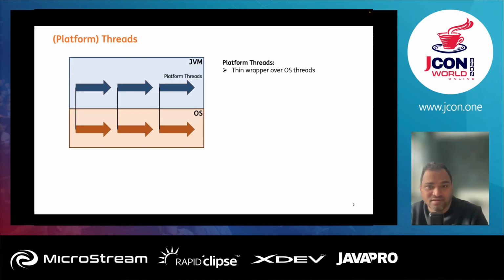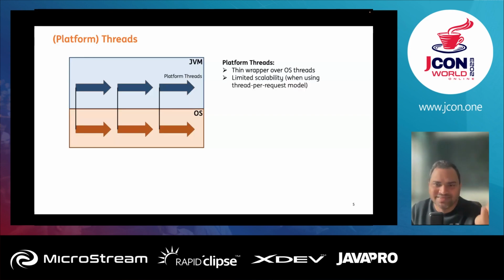Creating an operating system thread is a resource-intensive task. It requires some memory, it takes some time, and only when that has happened, we are able to have a new platform thread. So you can imagine creating a platform thread is also a resource-intensive task. It offers limited scalability when using the thread per request model. What does that mean? Let's first understand what the thread per request model is. If your application is creating a new thread to process a new incoming request, then that is known as the thread per request model.